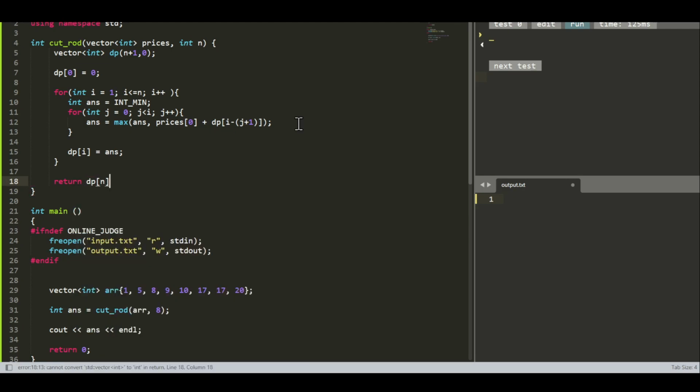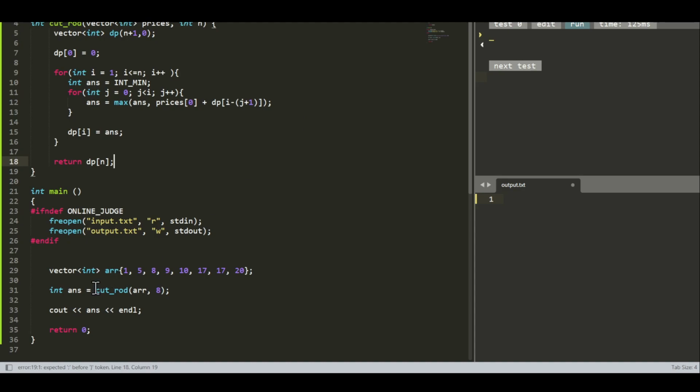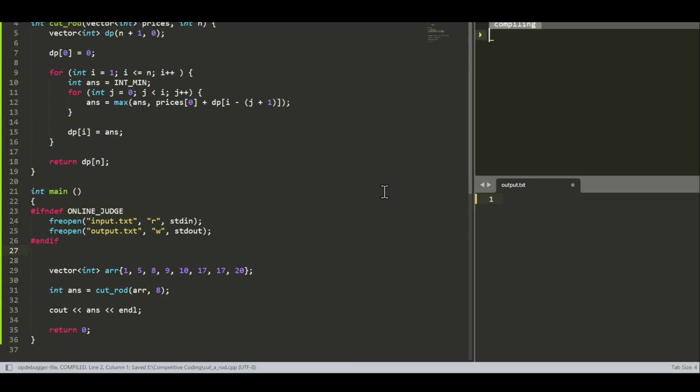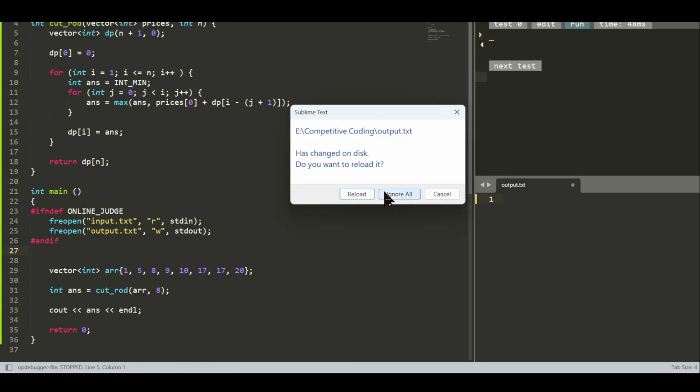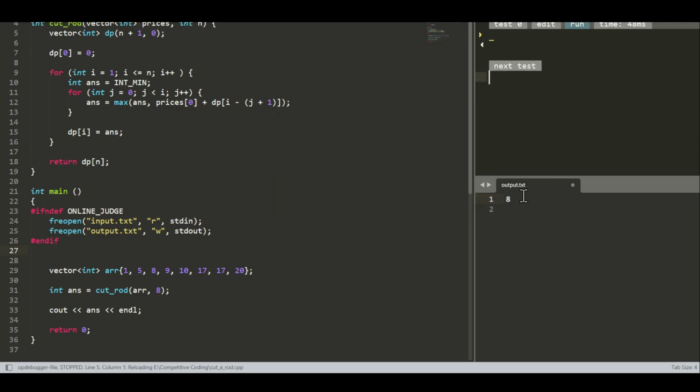So I have taken the vector here and length is 8. So let's compile the code and check whether our output is correct or not. So we are getting 8 as our output.